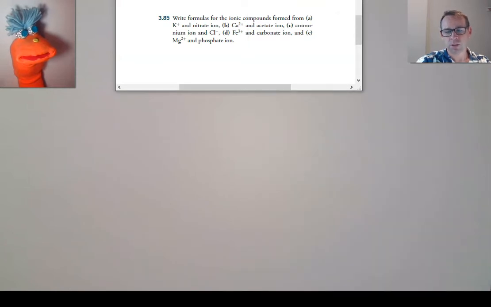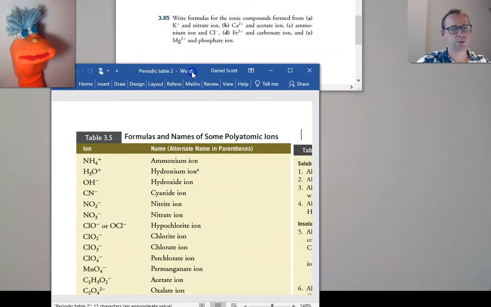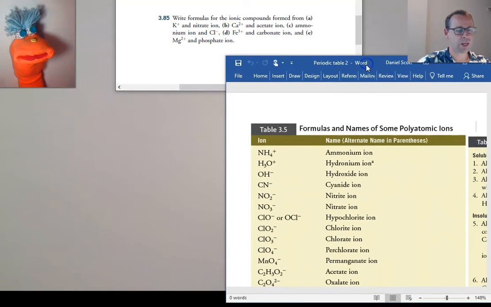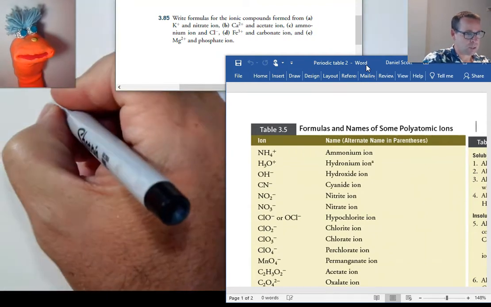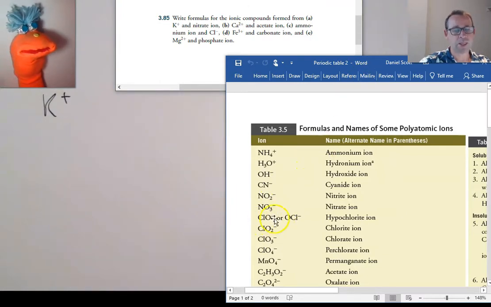Polyatomic ions. Now, hopefully you have a periodic table printed out. If you don't already, you should print one out soon. On the back of the periodic table that I provided is a chart of the polyatomic ions. We'll be able to use that for this first one, because we have the potassium ion, K+, and the nitrate ion. We're not always familiar with the nitrate ion, and so we look it up. And that's what I want you to do.